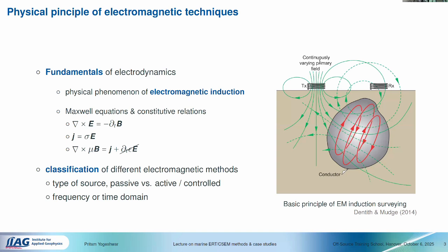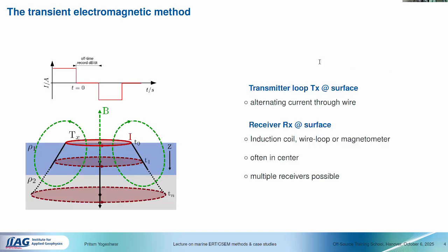Okay, so for me, this is maybe the most beautiful method. I have worked so much with it. I still think it's a great method, and it's probably the best method to picture what's happening in the ground in terms of physics. This is called the transient electromagnetic method. Now we're just focusing on a loop source.